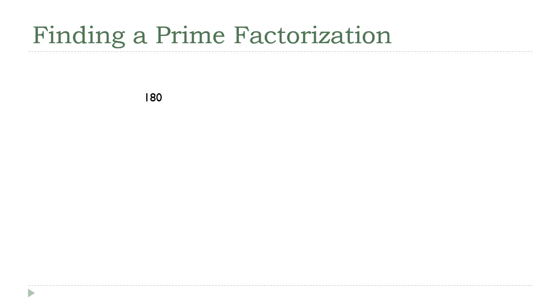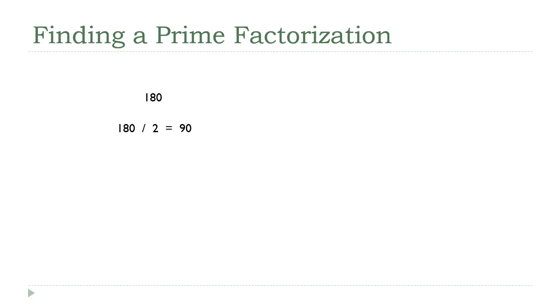So let's try another one here. Let's see if we can find the prime factorization of 180. This time, using the other method I mentioned, we'll see if we can do this using the division method. To use the division method, you're going to repeatedly divide by prime numbers, right? And it's certainly easiest if you start at the beginning. Smallest prime number is 2. Does 2 go into 180? Yes. 180 divided by 2 is 90.